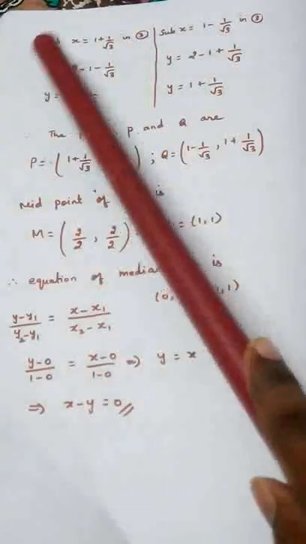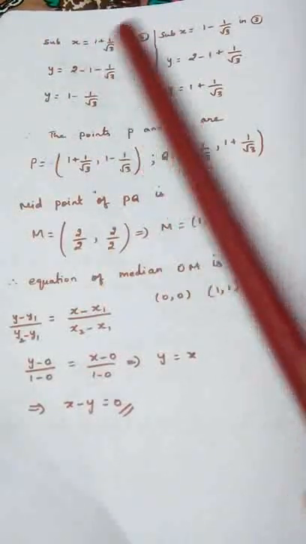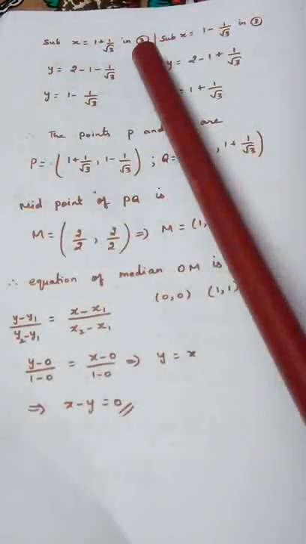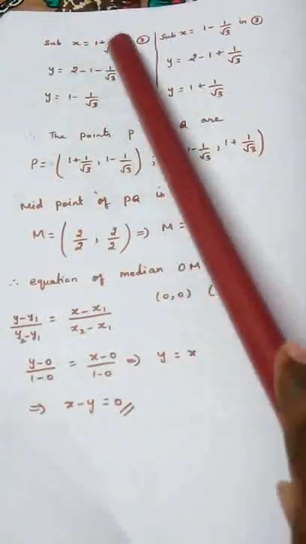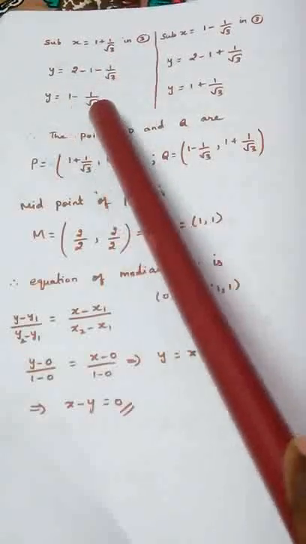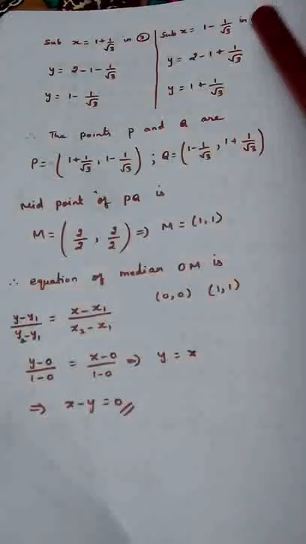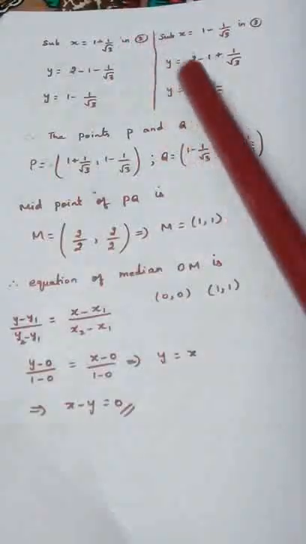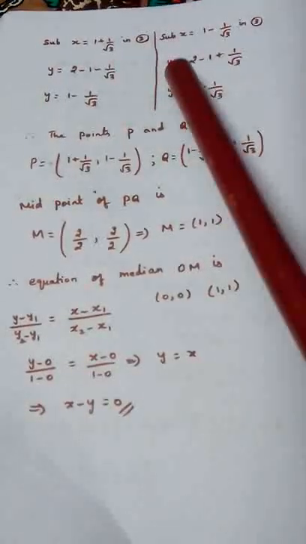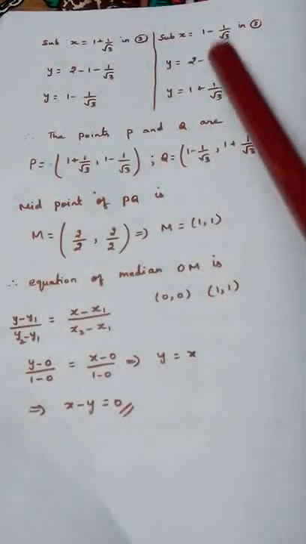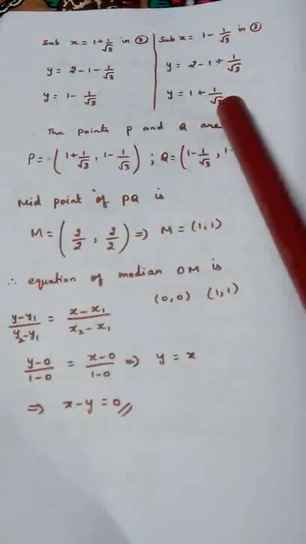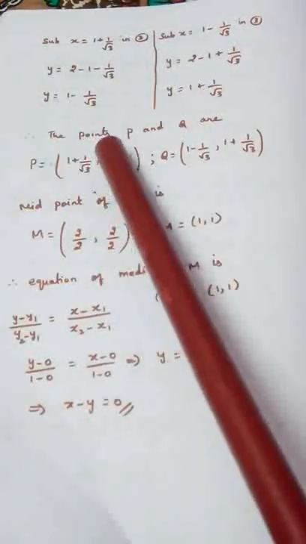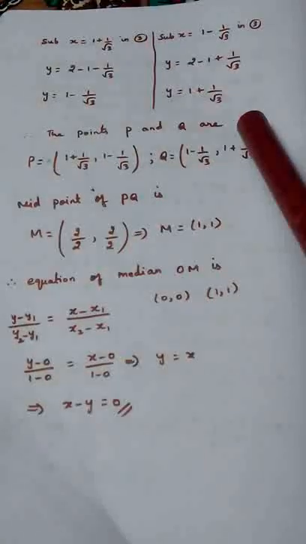Now see, substitute x is equal to, first take plus, then take minus. Substituting in third equation, y is equal to 2 minus x means change the symbols of this and write. So you will be getting 1 minus 1 by root 3. Similarly, substitute this also in the same equation, third equation. 2 minus x means I have to change the symbol, minus 1 plus 2 minus 1 is 1 plus 1 by root 3. So I have found out the points of P and Q.